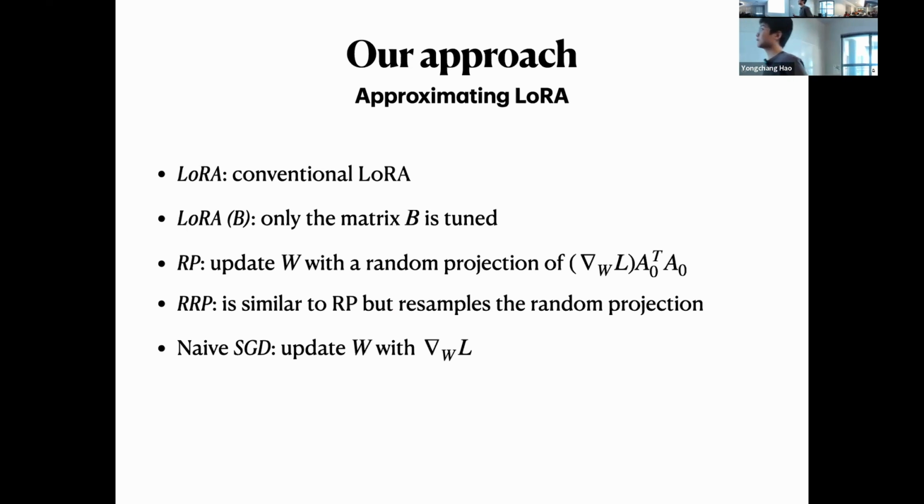So for now, we have several candidates in mind. We have LoRA, the conventional LoRA method, and LoRA-B, where we only train the B module. We have RP, random projection, where we directly update B with the random projection of the gradient. We also have RRP, resampled random projection, where instead of using the fixed A0, we use different projections. And also naive SGD as a baseline.